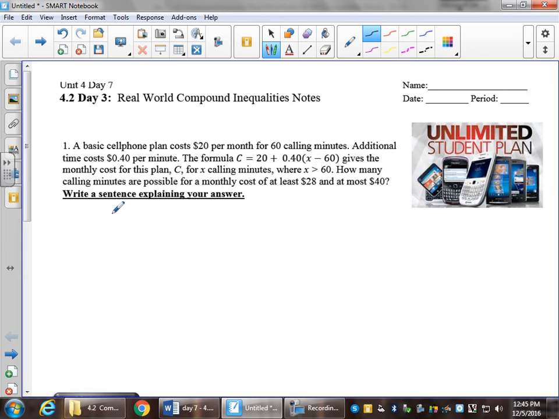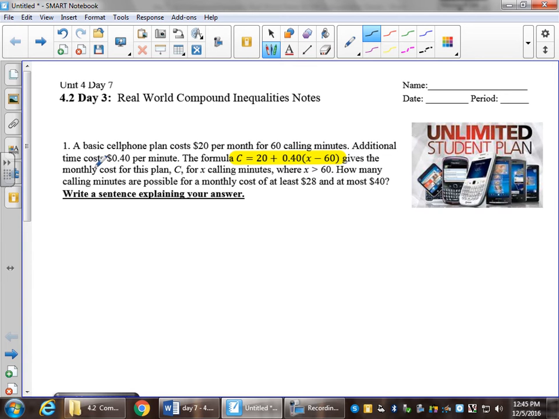Number 1 says, a basic cell phone plan costs $20 per month for 60 calling minutes. Additional time costs 40 cents per minute. The formula, check it out. As soon as you see you're given a formula, you should highlight it. So if you don't have a highlighter out yet, please go get a highlighter. We want given formulas to stand out, always.